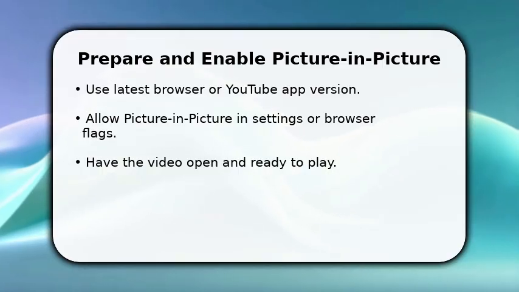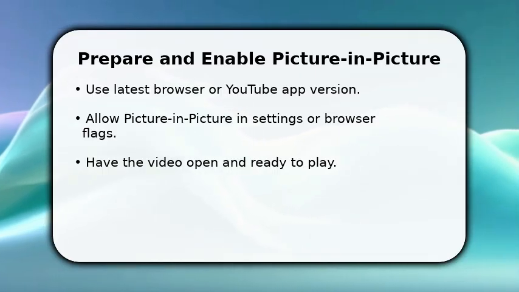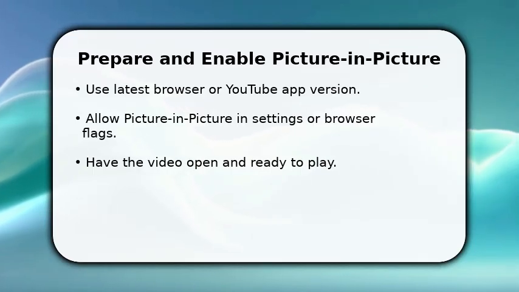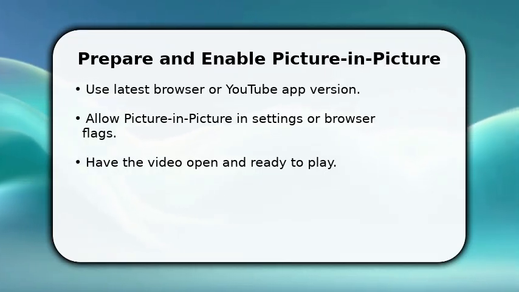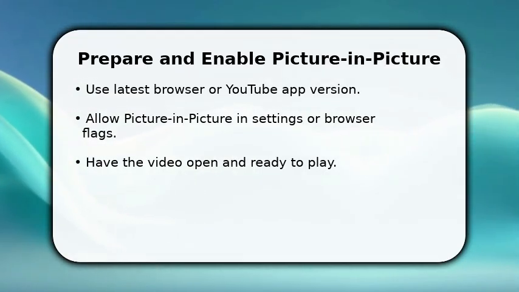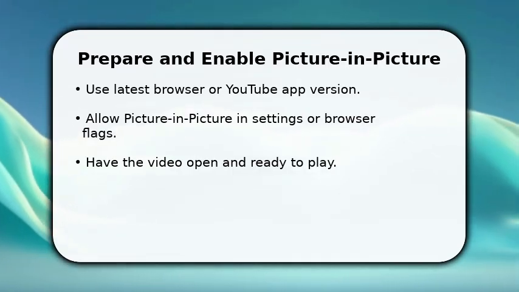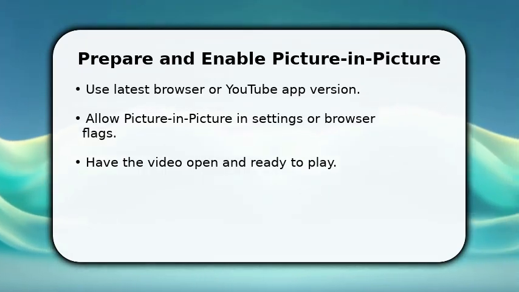You start by making sure your browser or YouTube app is updated. This avoids quirks. Open the video you want and begin playback so controls appear. On desktop, right-click the video twice to reveal the browser PiP option, or use the three-dot menu on mobile and choose Picture-in-Picture. If PiP isn't visible, enable it in your browser's experimental features or app settings. Once done, the video will detach into a floating window you can move and resize.